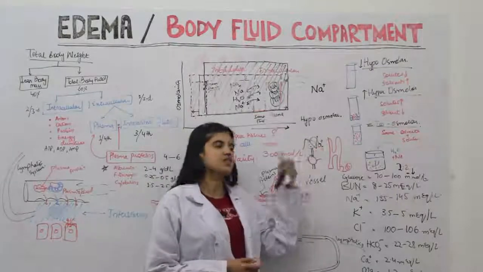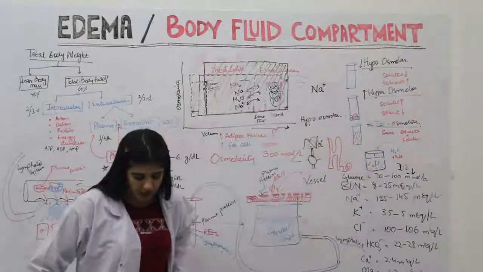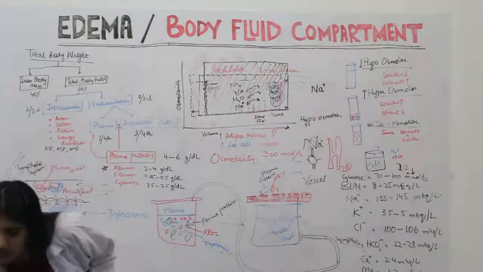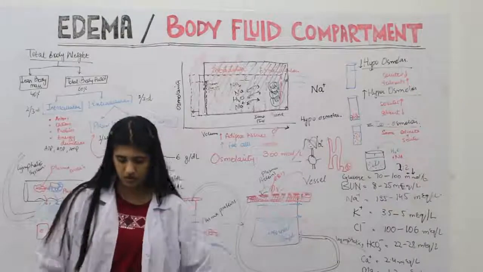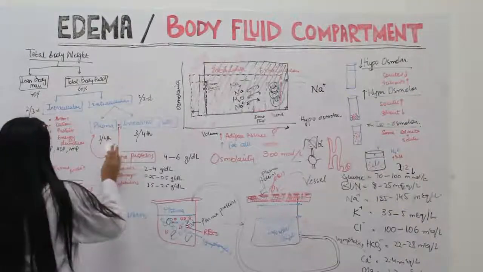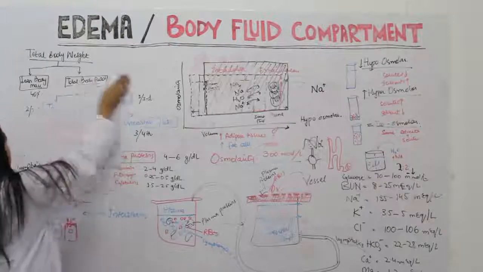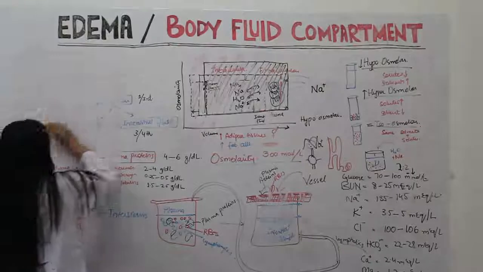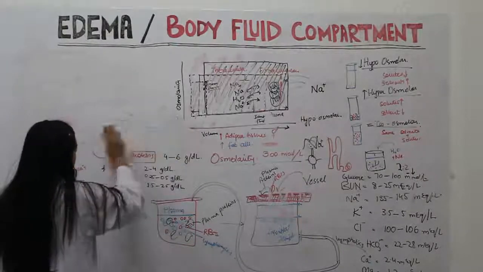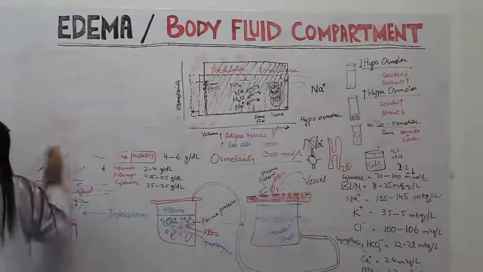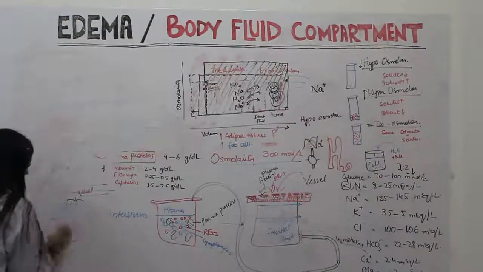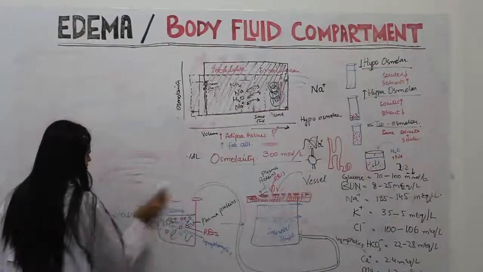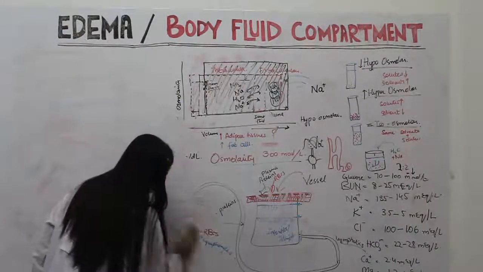Iso means it's the same, the normal thing which we were discussing. Next, moving on, I told you about the normal conditions. How much fluid is present in the extracellular compartment? One third. And how much is present in the plasma? One fourth. And three fourths in the interstitium.